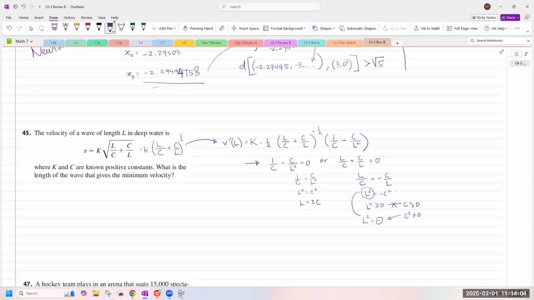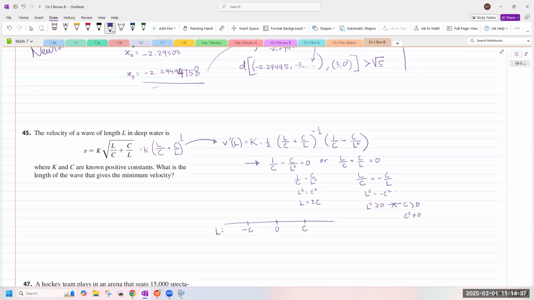Well, if this is true, then L squared is a negative number, but that's impossible. L squared by nature is at least 0, okay? Now, we only have these two possible values here, which come from this guy, right? So let's do the sign graph. We want to make sure we get the minimum velocity. Okay, 0, and then this is negative for the L. This is negative C, this is positive C.